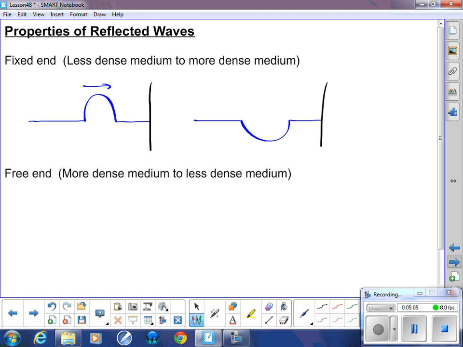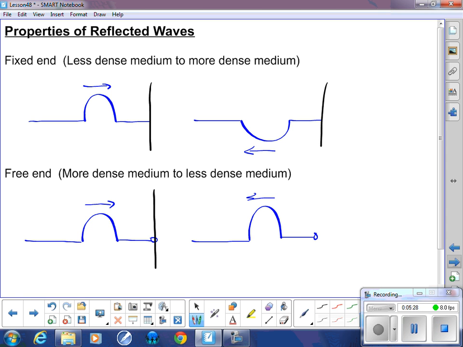I'm not worried about the transmission part of it as of yet. So we're just looking at the reflection property of reflected waves. A fixed end is reflected on the opposite side. A free end, where I put my ring so it can go up and down, if you recall from investigation, gets reflected on the same side. That's going to be important for us when we get into our analysis on the next slide.